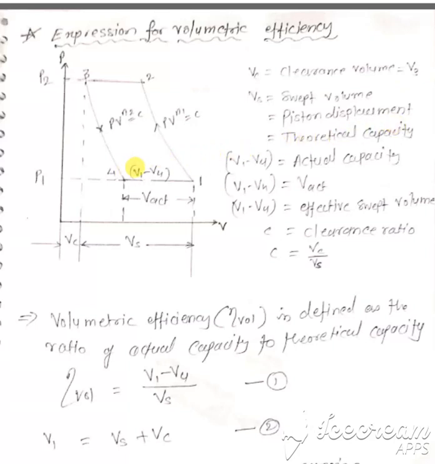V1 minus V4 is the actual capacity of the cylinder or the compressor. V1 minus V4 is written as V actual, or effective swept volume. C is the clearance ratio, which is the ratio of Vc upon Vs.